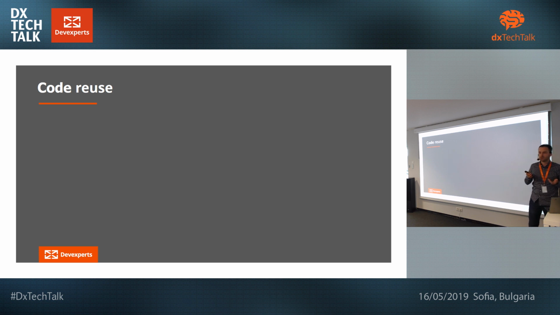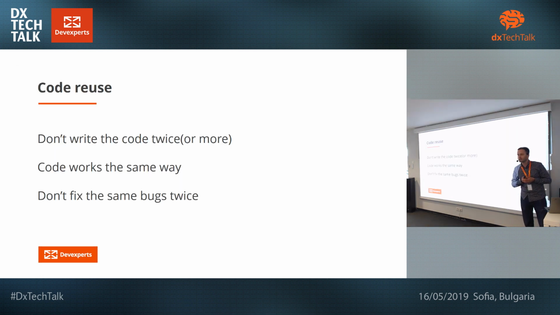Why should we even reuse the code between iOS and Android? I have a couple of ideas here. First of all, we don't want to write the same code twice. If we are developing a new functionality, what we want to do is write the code that does the thing and put it into production somehow. What is more important is that we have to be sure that the code works the same way on iOS and Android and maybe other platforms, non-mobile platforms as well.